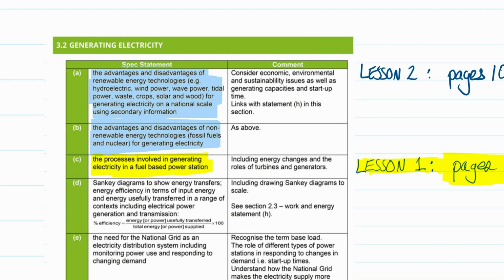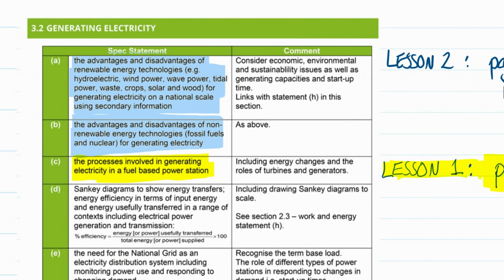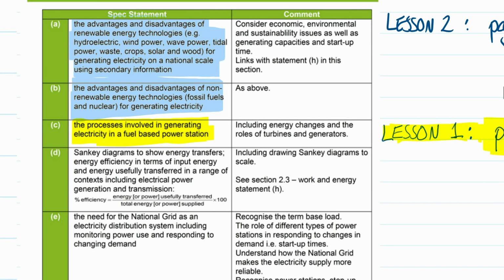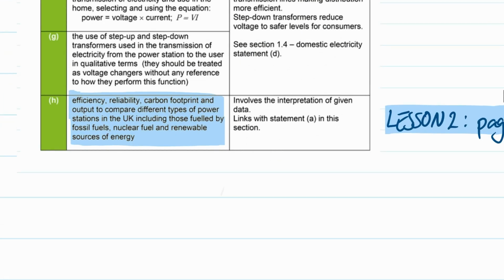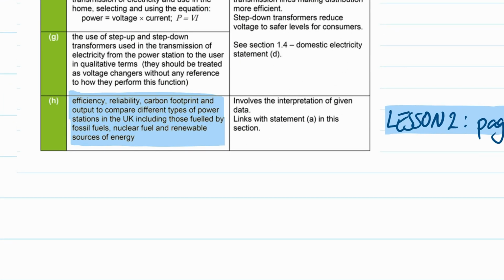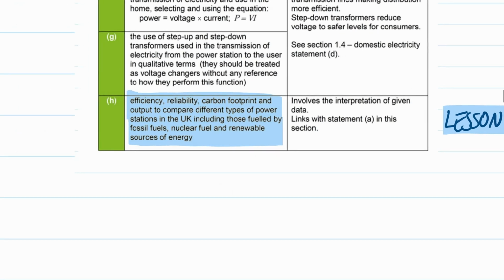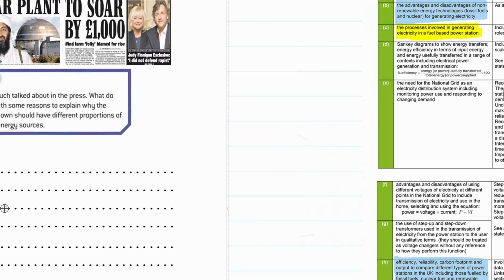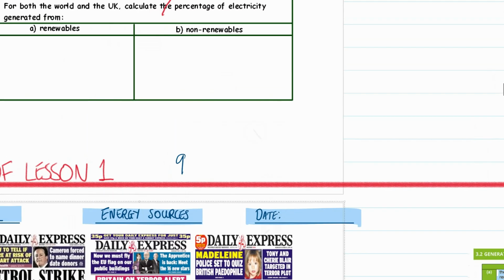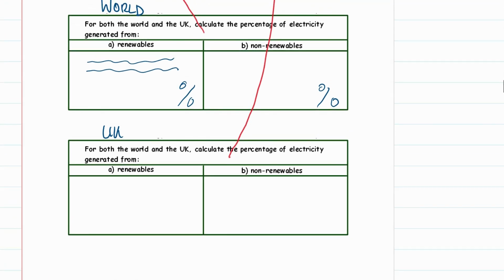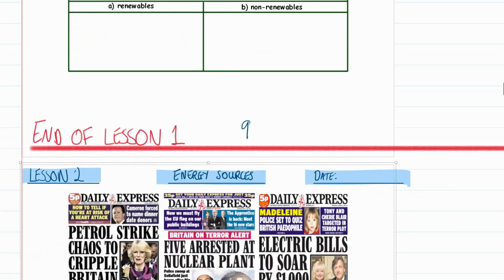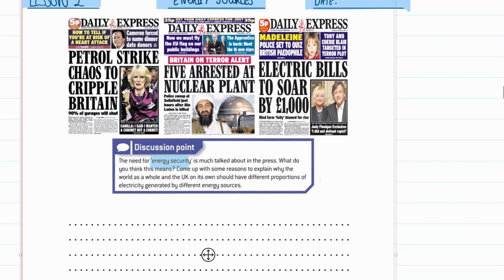The 2 or 3 statements from the spec are these. We're looking at the advantages and disadvantages of renewable energy, advantages and disadvantages of non-renewable energy, and also the reliability, carbon footprint and output, where we compare different types of power stations in the UK. Now, we've touched upon that really in the previous lesson. Look, it's in your booklet here. We did it last lesson on page 9.